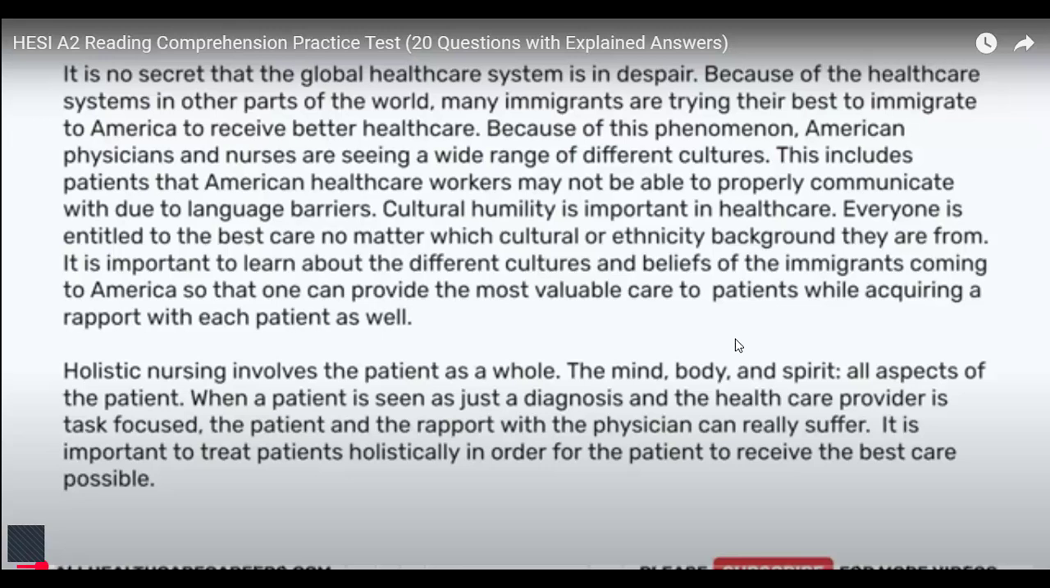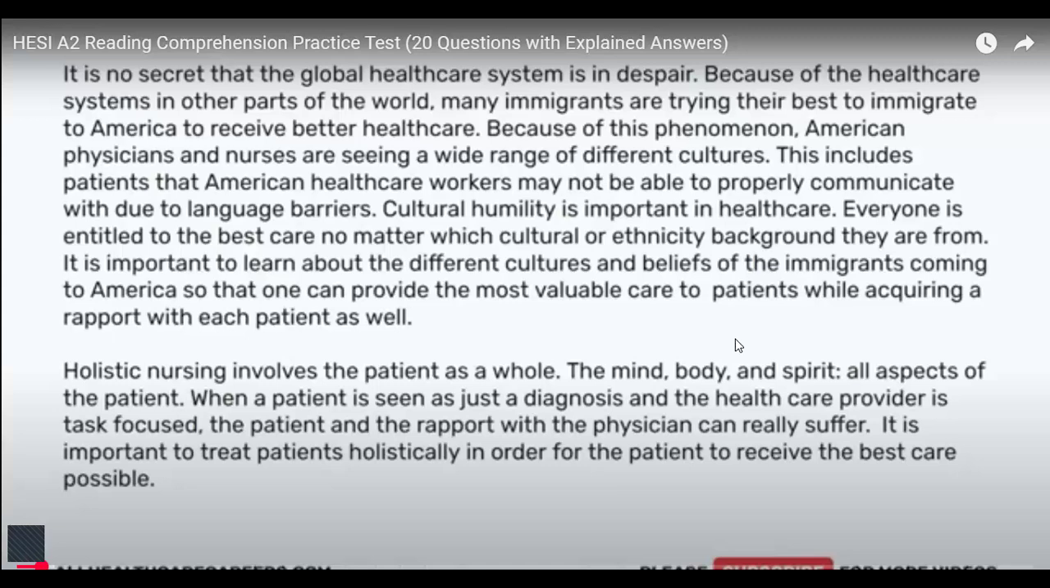Everyone is entitled. Now, this is your job as a healthcare provider to know this. Everyone is entitled to the best healthcare, no matter which cultural ethnicity background they are from. That is your penance. That's what, as a healthcare worker, you have to achieve, right? That is the goal. Again, they're just telling you the same thing. The main topic of this is providing the best healthcare possible under these conditions to immigrants, and there are going to be some problems, and they explain to you what to focus on, right? All right, so everyone is entitled to the best care, no matter which cultural or ethnicity background they are from.